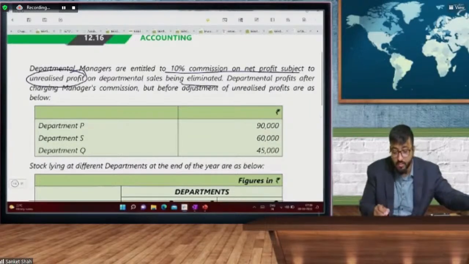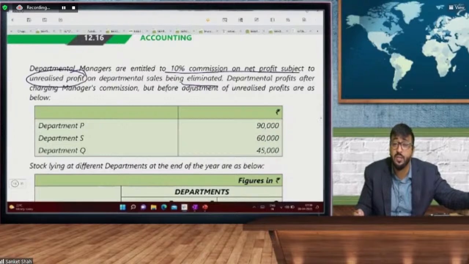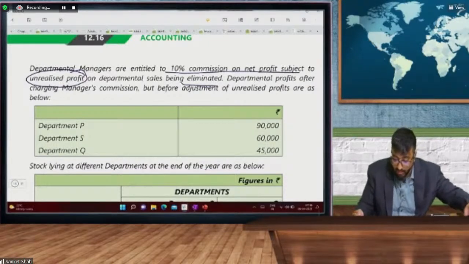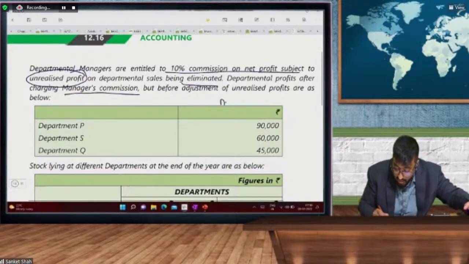So unrealized profit, why will he get commission? Why will commission be given on unrealized profit? Unrealized profit arises because Dad is sending goods at an excess price. Because of the excess price, he's getting commission. And that unrealized profit won't be considered in that commission because closing stock will increase your profit. So you have to eliminate that unrealized profit. Chalo. So how much is this stock? Department profits after charging commission. So this format is after charging commission.